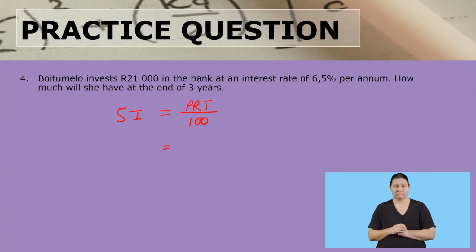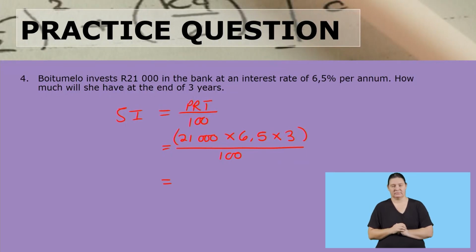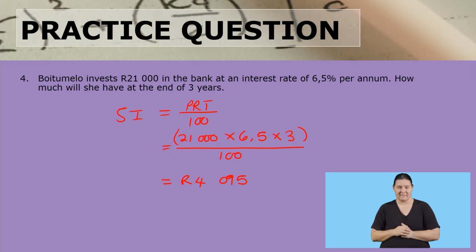The principal amount that she is investing in her bank account is 21,000. Now we are going to multiply this by the rate, which is 6.5. And then we are also going to multiply that by the period, which in this case is 3 years. And all of this is going to be divided by 100. Now, when you punch it into your calculator as it is, that is going to give us an interest of 4,095 rands. That is just the interest.